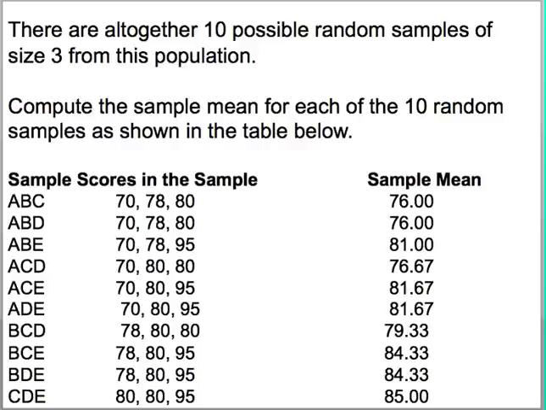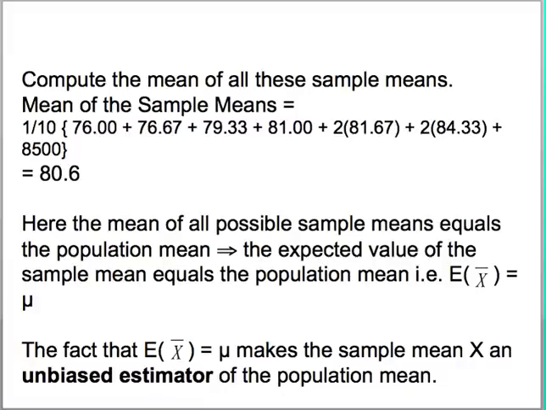And I have a list here of the 10 ways in which you can choose the students, the scores of the students in each of these cases, and the sample mean for each of these cases. So if I chose students A, B, C, the scores would be 70, 78, and 80, and the mean would be 76. So I end up here with 10 sample mean scores, right? Now, if I find the mean of these means, my answer would be 80.6.